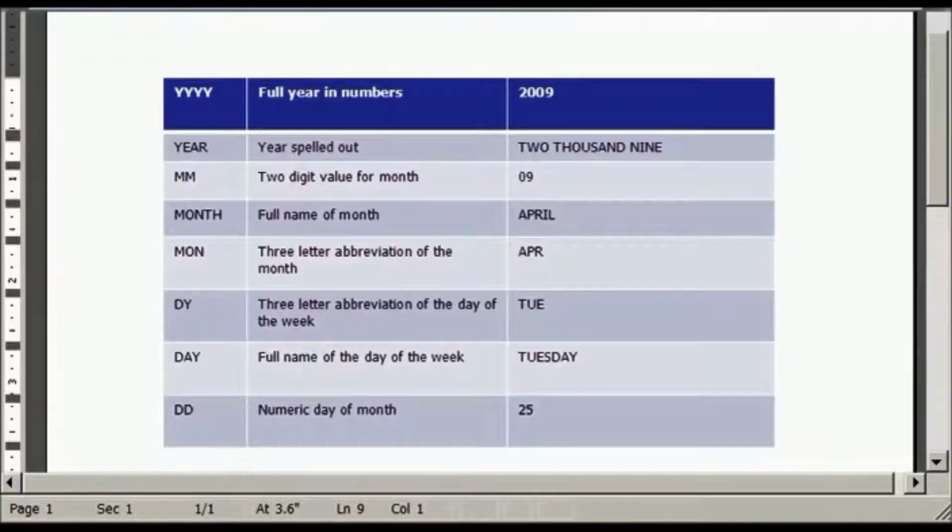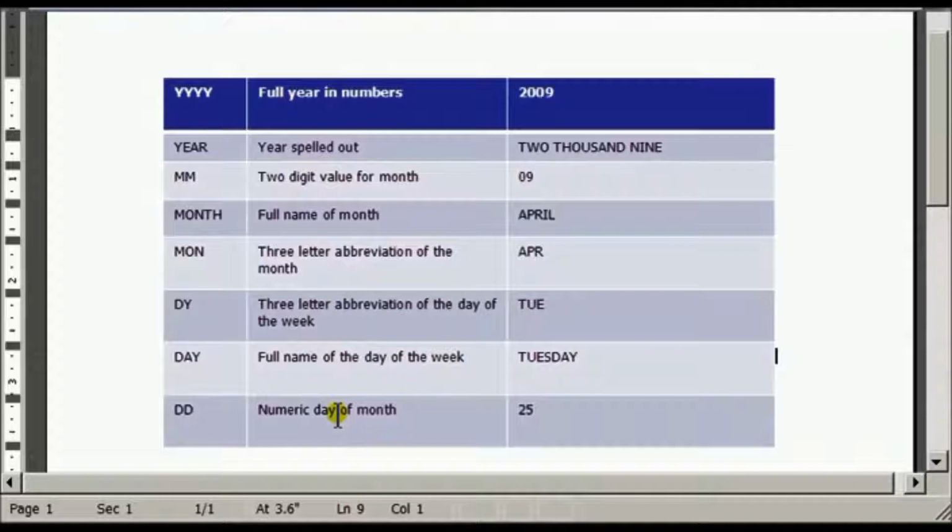For instance, if you use the format element YEAR, it will spell out the year completely as 2009. MM will give you a 2-digit value for month. MONTH will give you the full name of the month as in April. MON will give you a 3-letter abbreviation of the month as in APR. DY is a 3-letter abbreviation of the day of the week as in TUE. DAY, full name of day of the week as Tuesday. DD is a numeric day of month, 25. Now this is just a partial list of the available format elements.